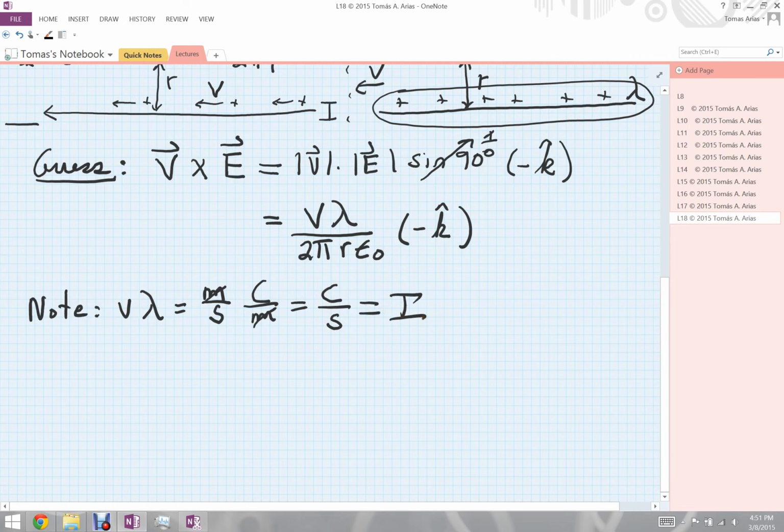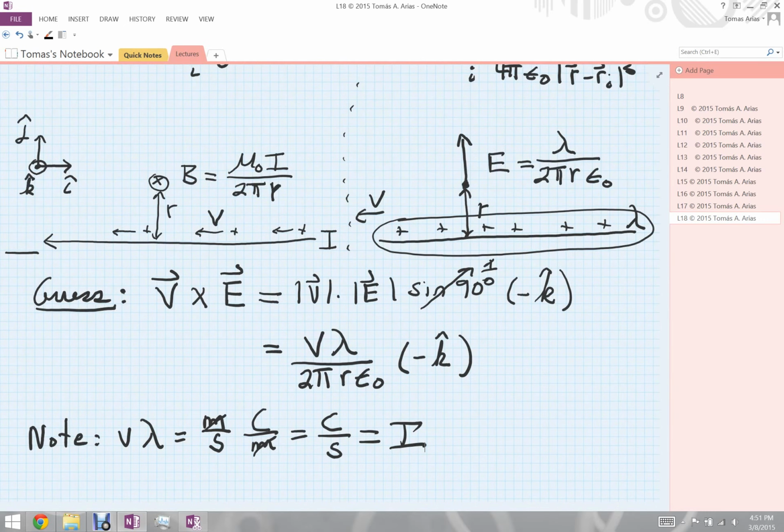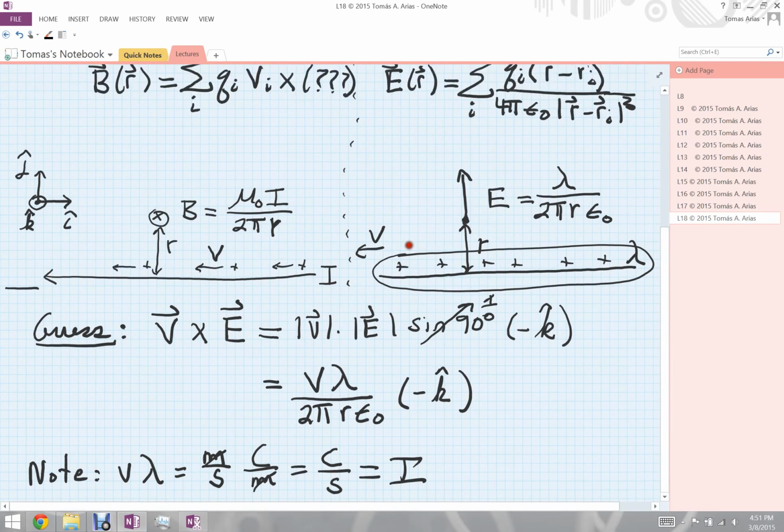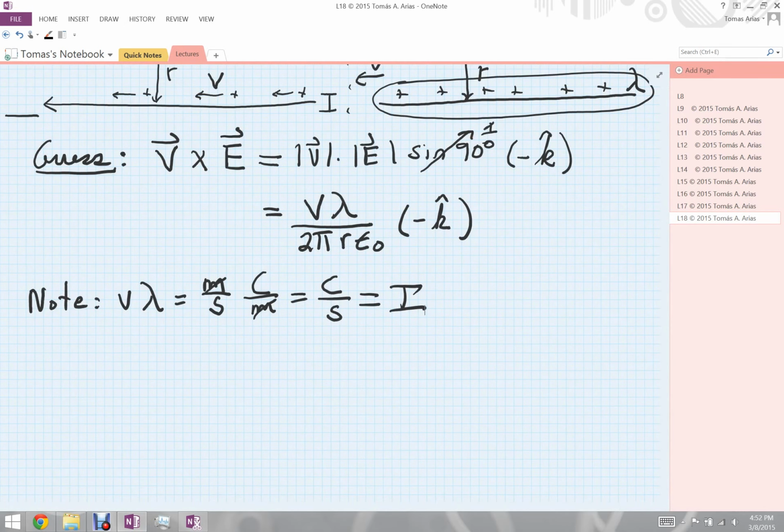So it looks like this product is going to give me something like current in the numerator divided by 2 pi r, and that is wonderful, because it looks like this v cross E guess that I'm working towards is actually giving me something very closely related to the magnetic field, which has current in the numerator and 2 pi r in the denominator. Now, what I've given you so far is just a dimensional analysis, but this is very promising. So let's now be a little bit more formal, a little bit more specific about it.